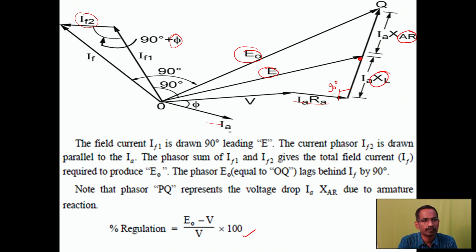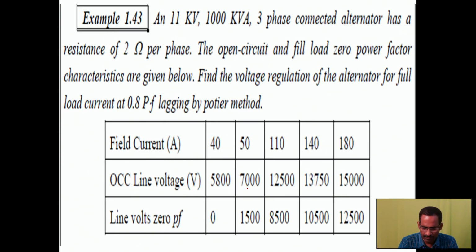Okay. So it is the data which is given for the zero power factor test. An 11 kV, 1000 kVA 3-phase alternator has a resistance of 2 ohms per phase.